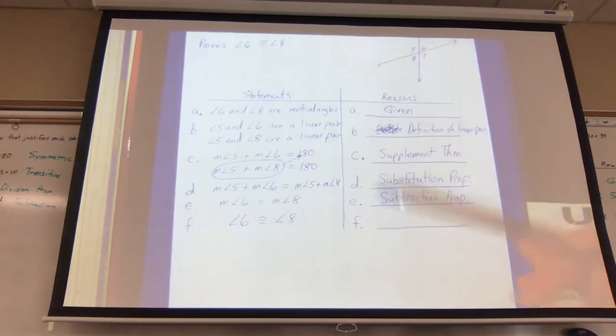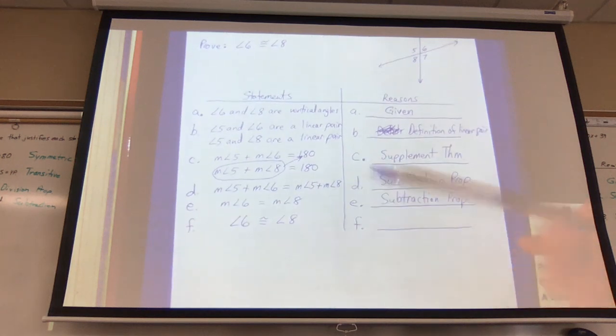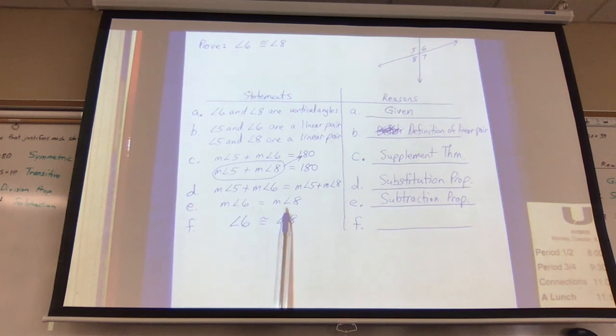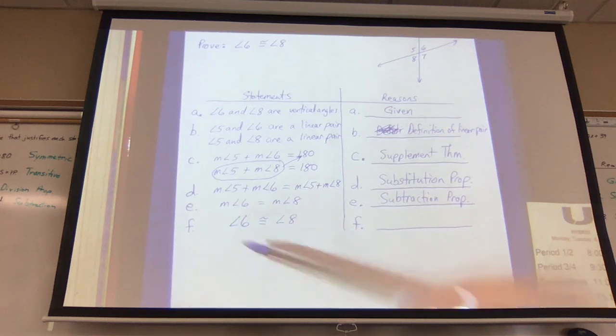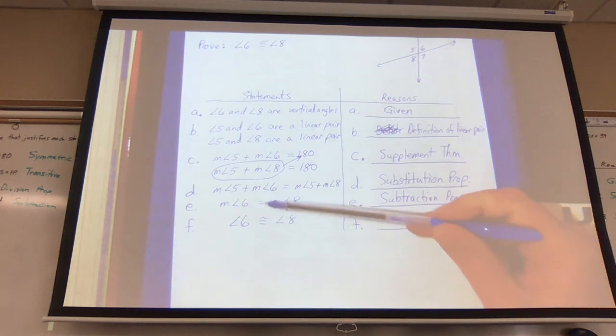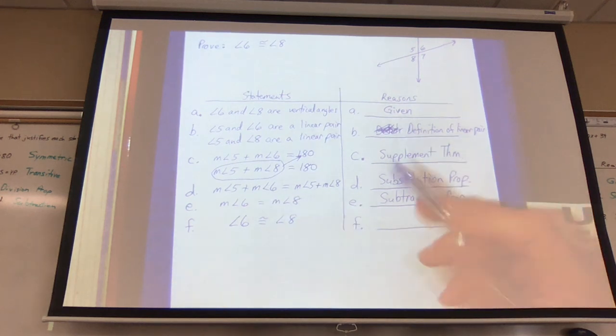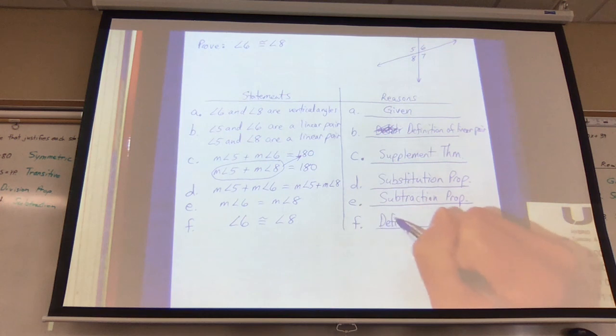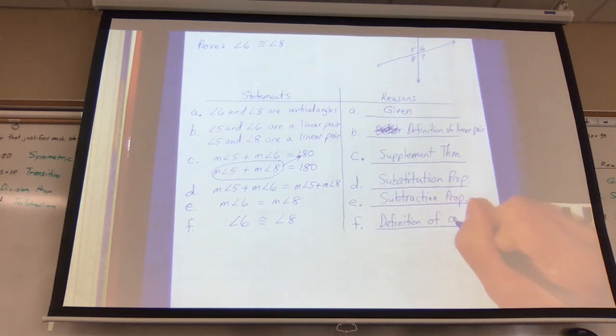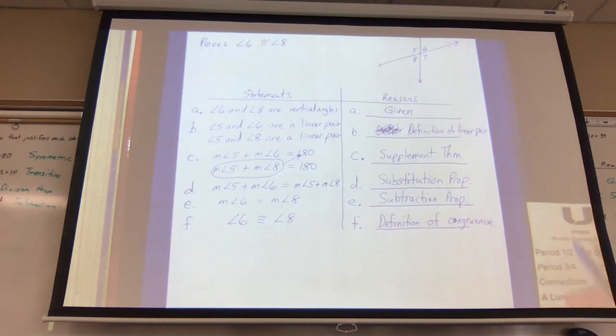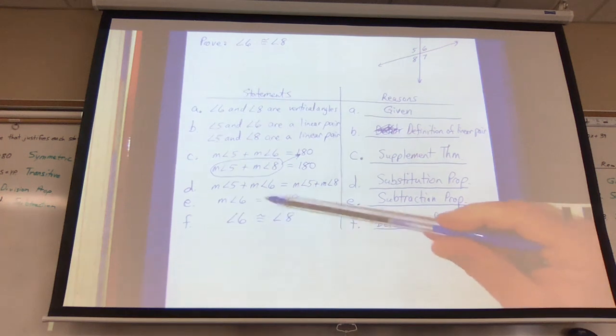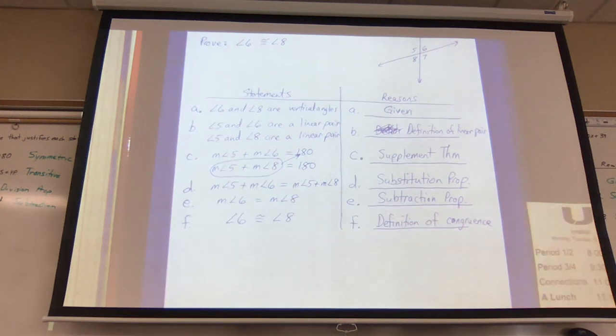And then our last step, this one's going to happen a lot also. This one's on your cheat sheet. We're going to go from the measure of angle 6 equals the measure of angle 8 to angle 6 being congruent to angle 8. Anytime we just flip back and forth between congruent and equals, we call that the definition of congruence. And that's oftentimes our last step in the proof. So anytime you see them flipping back and forth between congruent and equals, we call that the definition of congruence.